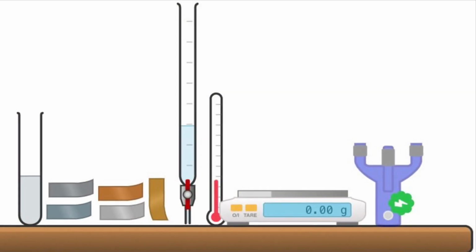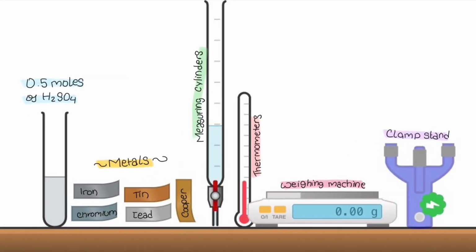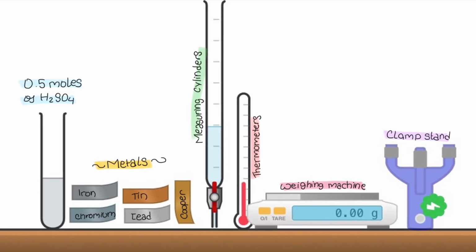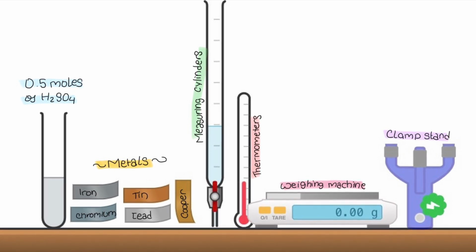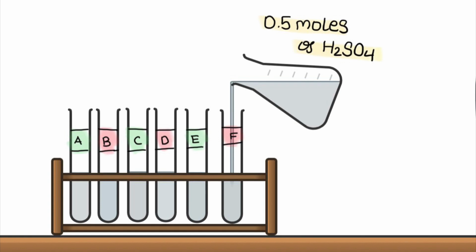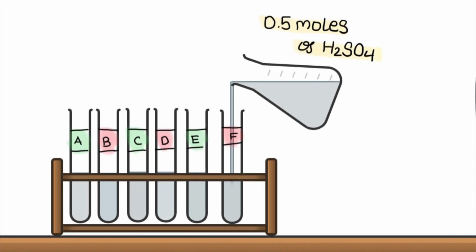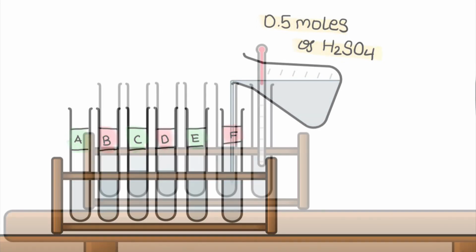Moving on to the materials for this investigation. We are going to require 0.5 moles of sulfuric acid, metals, measuring cylinders, thermometers, a weighing machine, and a clamp stand, as shown in the image above. To begin the investigation, you're going to add 0.5 moles of sulfuric acid to each of the test tubes respectively. Label them A, B, C, D, E, F to make the identification easier.